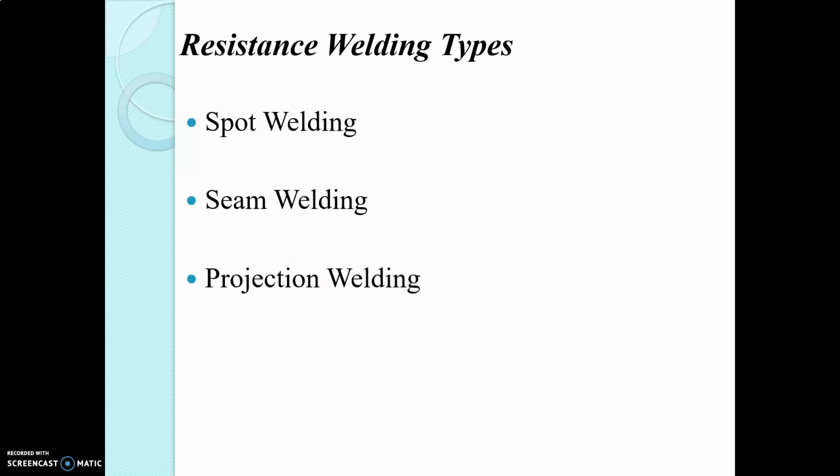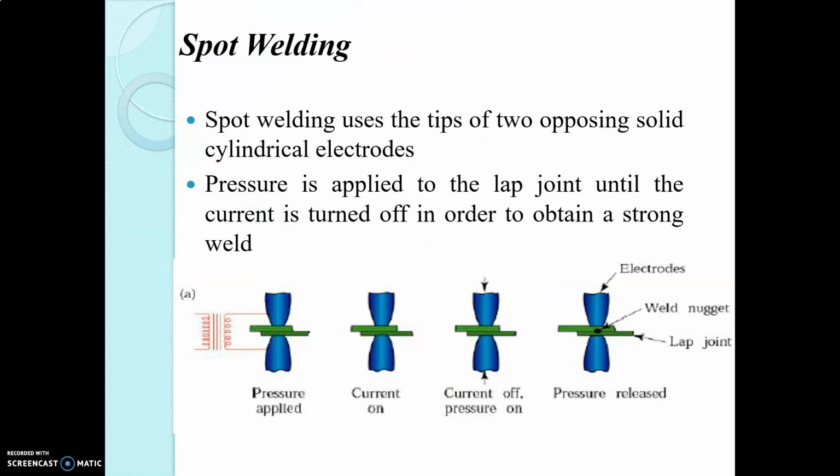Then the different types of electric resistance welding that we are going to see one by one are spot welding, seam welding, and projection welding. Let us start with spot welding.